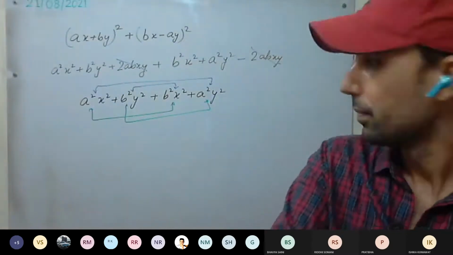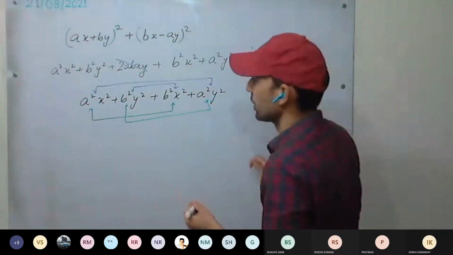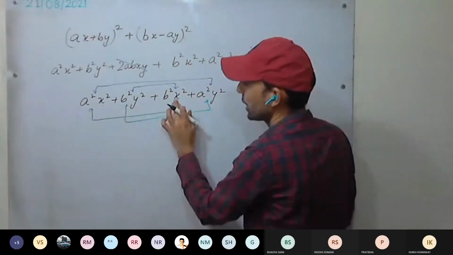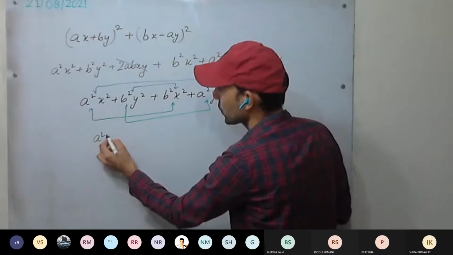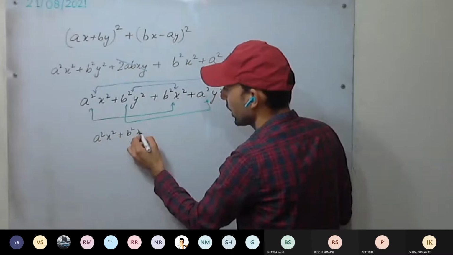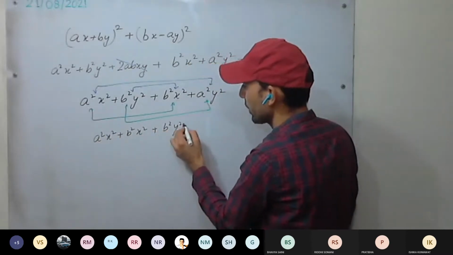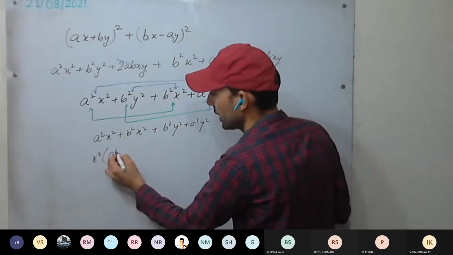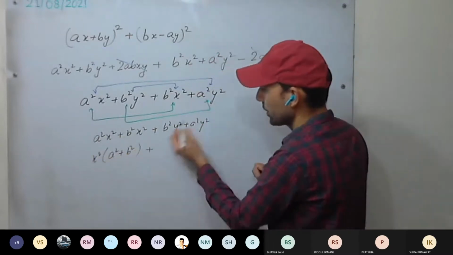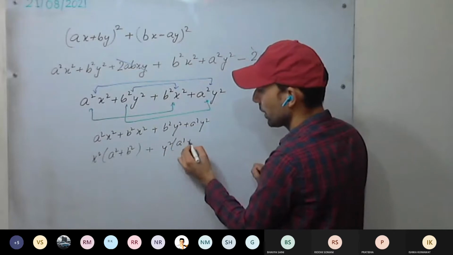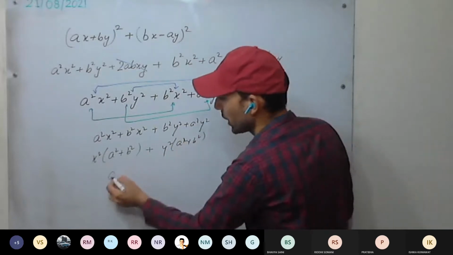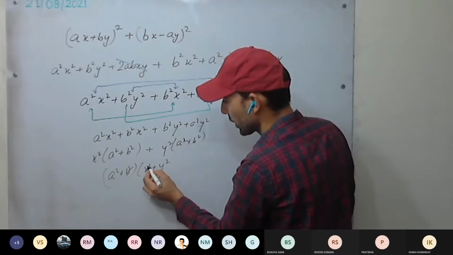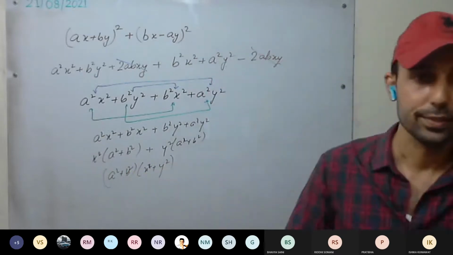Solve them. If you are grouping, the green one I'm grouping. A square x square plus b square x square plus b square y square plus a square y square. What is common in this? X square common, a square plus b square, plus y square, again a square plus b square. So a square plus b square into x square plus y square. Are you getting the same answer?